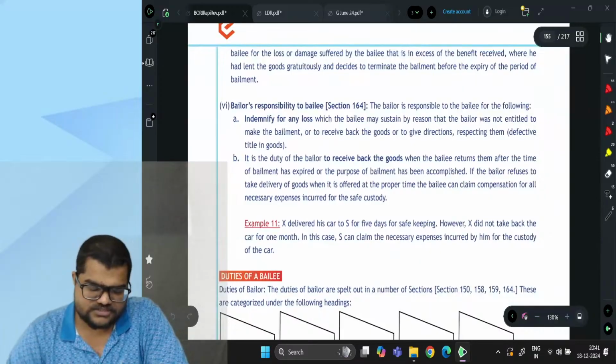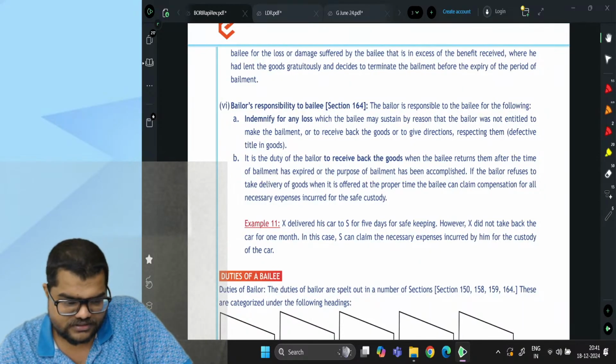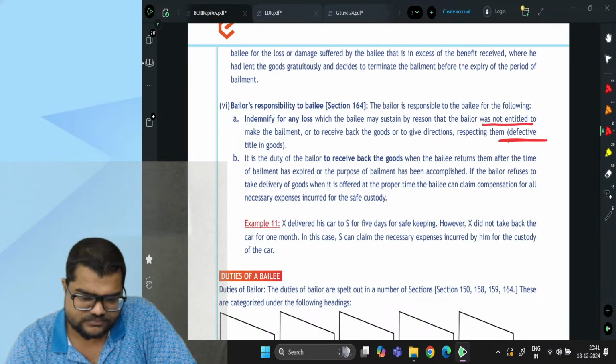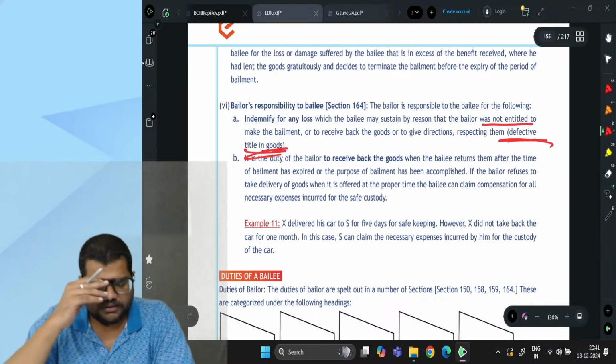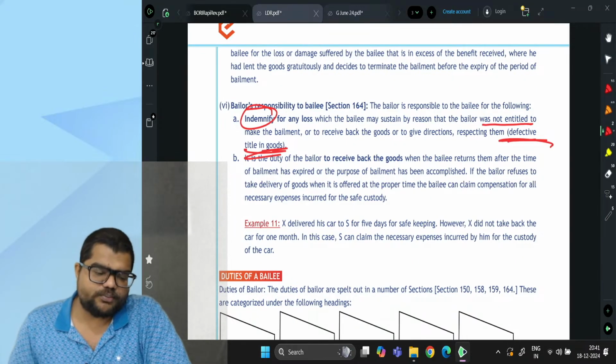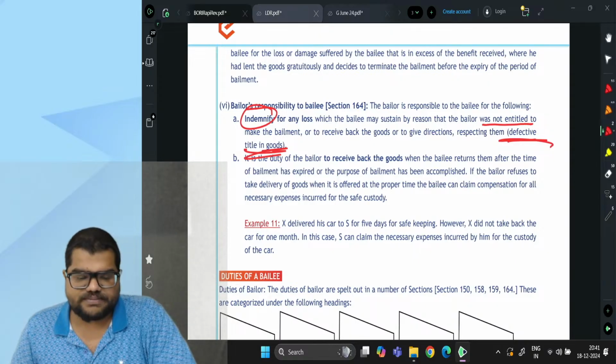I'm talking this much at this point first, which is defective title. Indemnify. Okay. Bailor's responsibility to bailee: indemnify for any loss which the bailee may sustain.